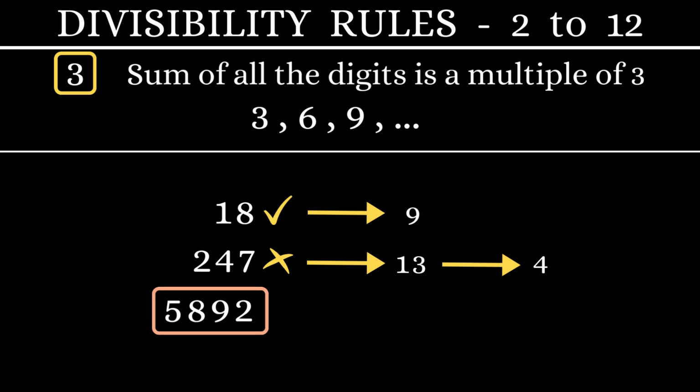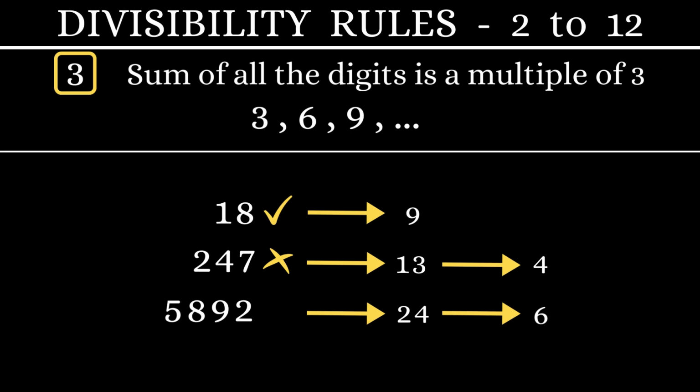The next question is for you to solve. Pause and calculate. The sum of the digits is 24. Adding the digits of 24 again is 6, which is a multiple of 3. That means 5,892 is divisible by 3.